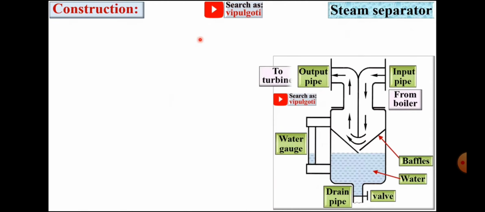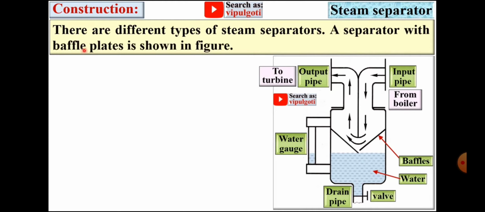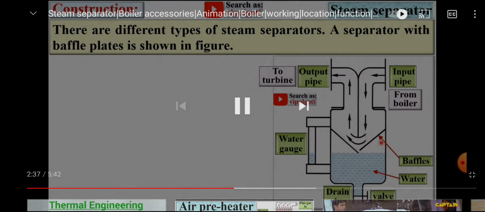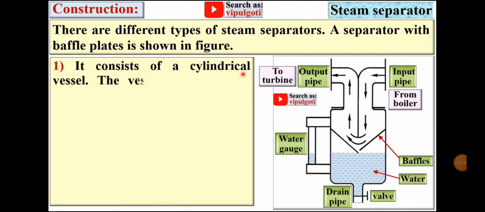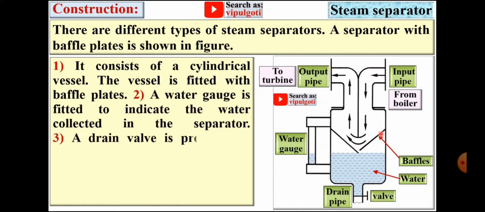Now the construction of the steam separator. There are different types of steam separators. A separator with baffle plates is shown in this figure, so this is called the baffle type steam separator. It consists of a cylindrical vessel. Here you can see the vessel is fitted with baffle plates. These are the baffle plates.